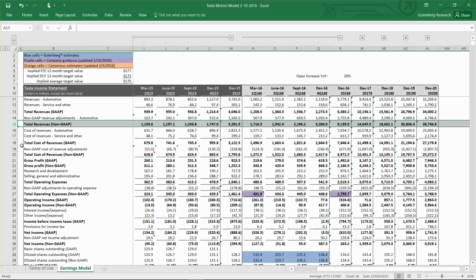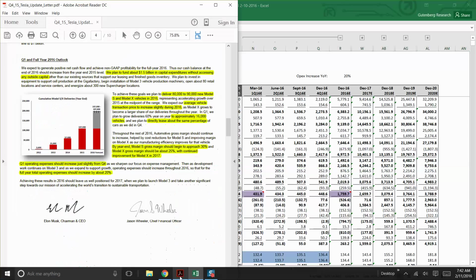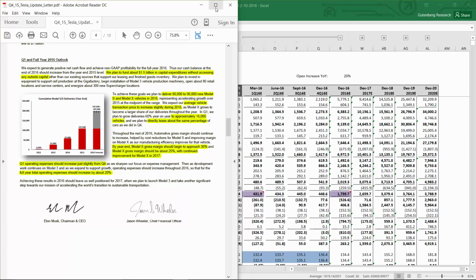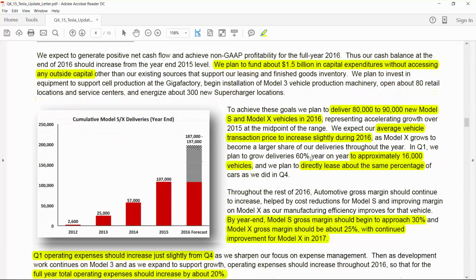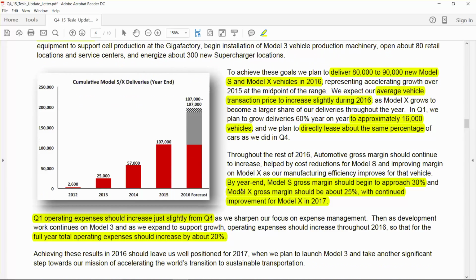Next, we're going to talk about the gross margin as we work our way down the income statement. So for gross margin, let's go back to the shareholder letter for a second. They did give some good guidance here. So they said by year end, Model S gross margin should begin to approach 30%, and Model X gross margin should be about 25%, with continued improvements for Model X in 2017.